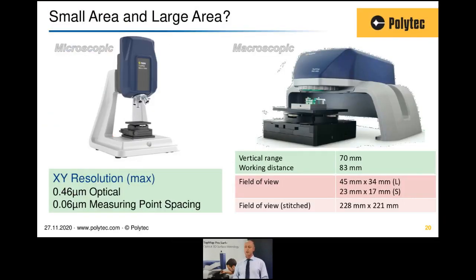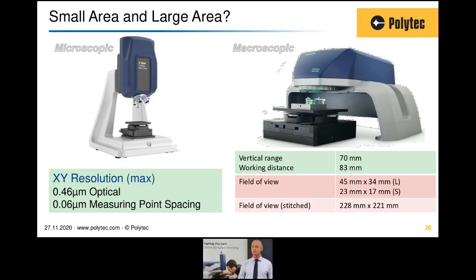So we have two main product types. We have the microscopic and we have the macroscopic. People always ask me, how do I determine what I want to measure? And my first advice is always ask how big and how small. If you consider the microscopic, then your XY sampling optically is from 0.46 micrometers. Your digital point-to-point spacing comes from 0.06 micrometers.